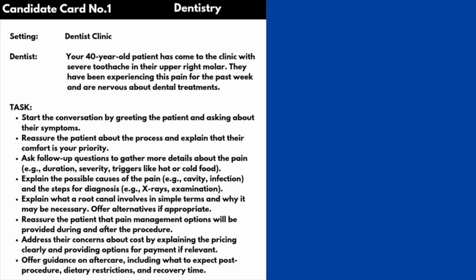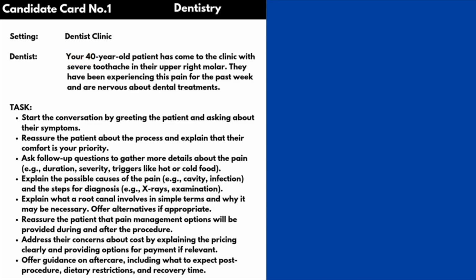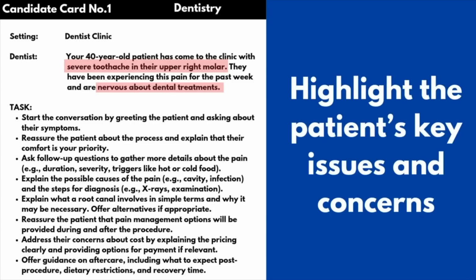First up, check the setting and your role. Ensure you have the correct type of scenario for your examination. Next, take a look at the patient's key issues and concerns. In this case, the patient has a severe toothache in the upper right molar for the past week. That is the key issue. The patient has some nervousness about treatment and cost. So while your clinical approach will see you addressing the pain and treatment for this patient, the additional twist is that you must also be considerate of their situation and feelings.